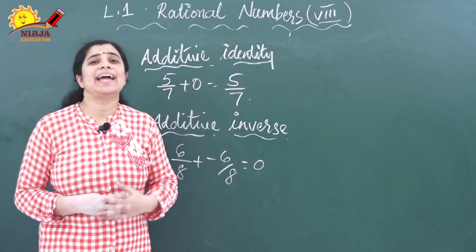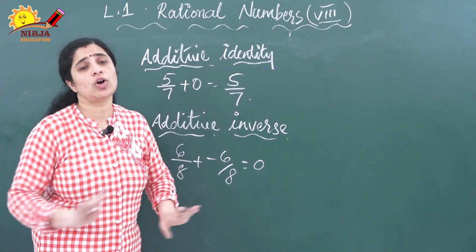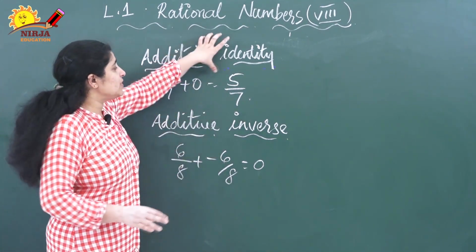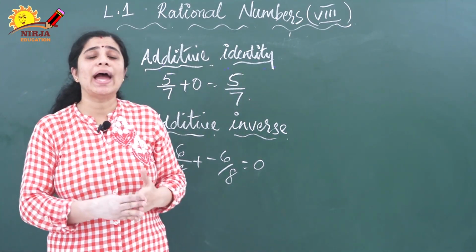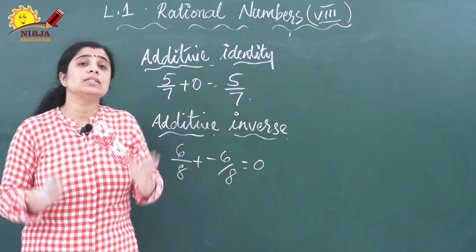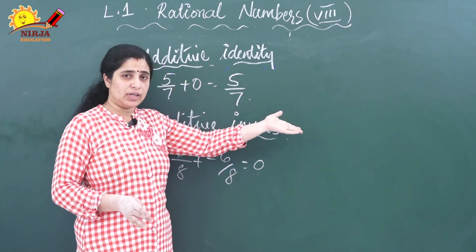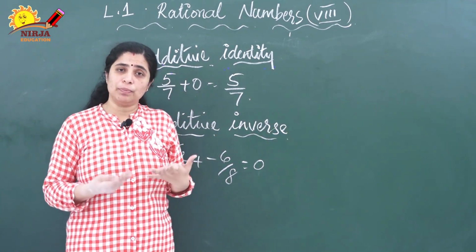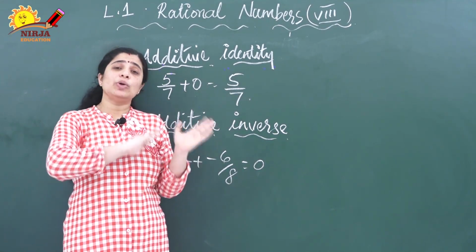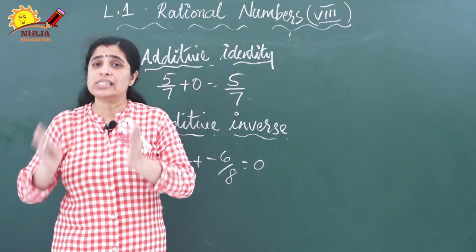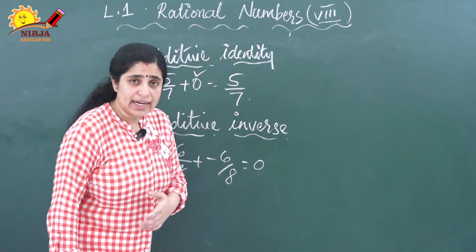Next we are going to the additive identity and additive inverse. This is only for addition, it is not there for subtraction. Additive identity: 0 is known as additive identity because when you add any number to 0, you are getting the same number only. When you add 5 by 7 plus 0, you are getting 5 by 7. If you are adding minus 6 by 3 plus 0, you are getting minus 6 by 3. So when you add 0 to any rational number, you are getting the same answer only. So 0 is known as the additive identity.